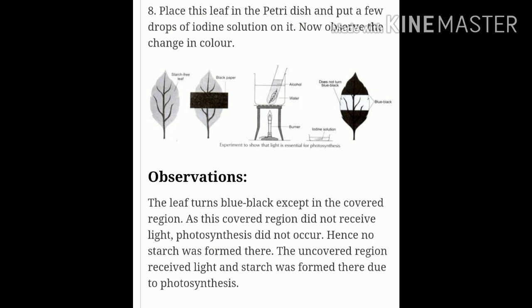Now here what we will observe is that the leaf turns blue-black except in the portion which was covered by black paper, as this covered region did not receive light properly for photosynthesis to occur. Hence, no starch was formed there. The uncovered region received sunlight and starch was formed in that area. So, this proves that sunlight is necessary for photosynthesis.